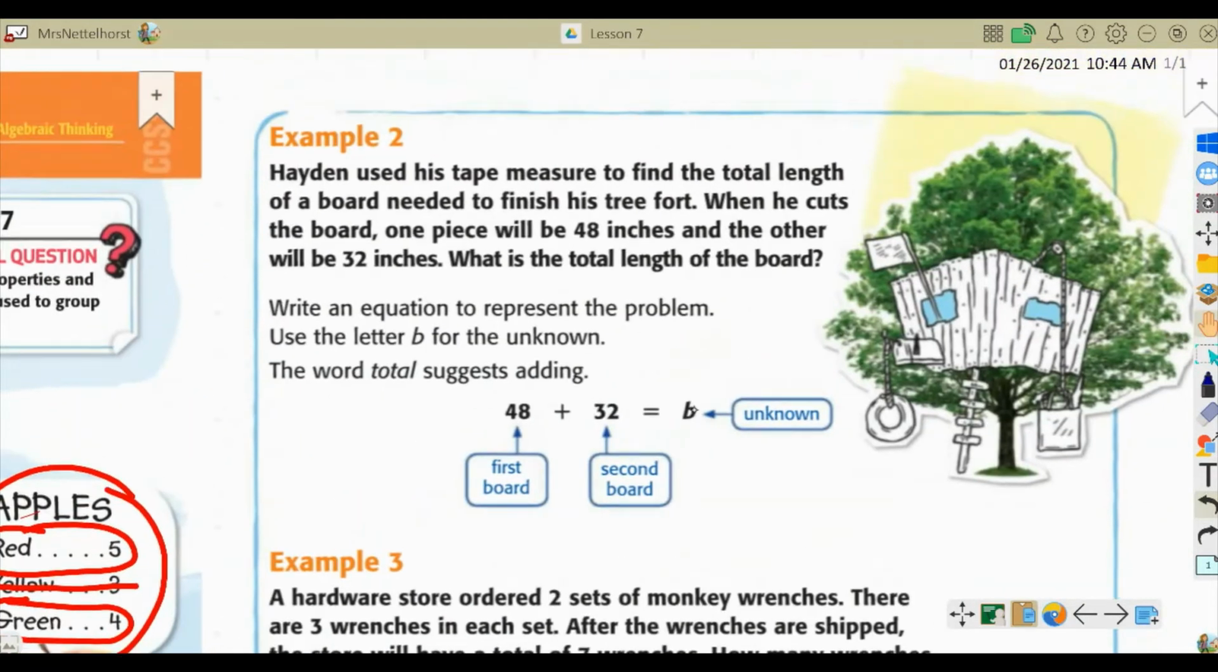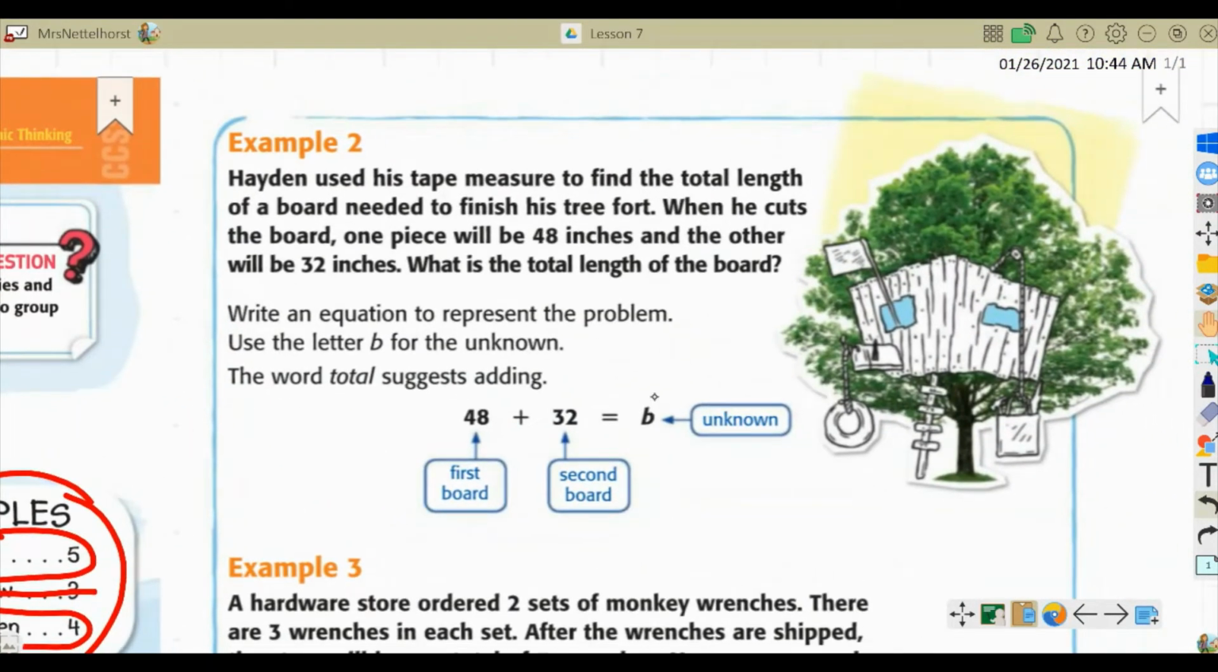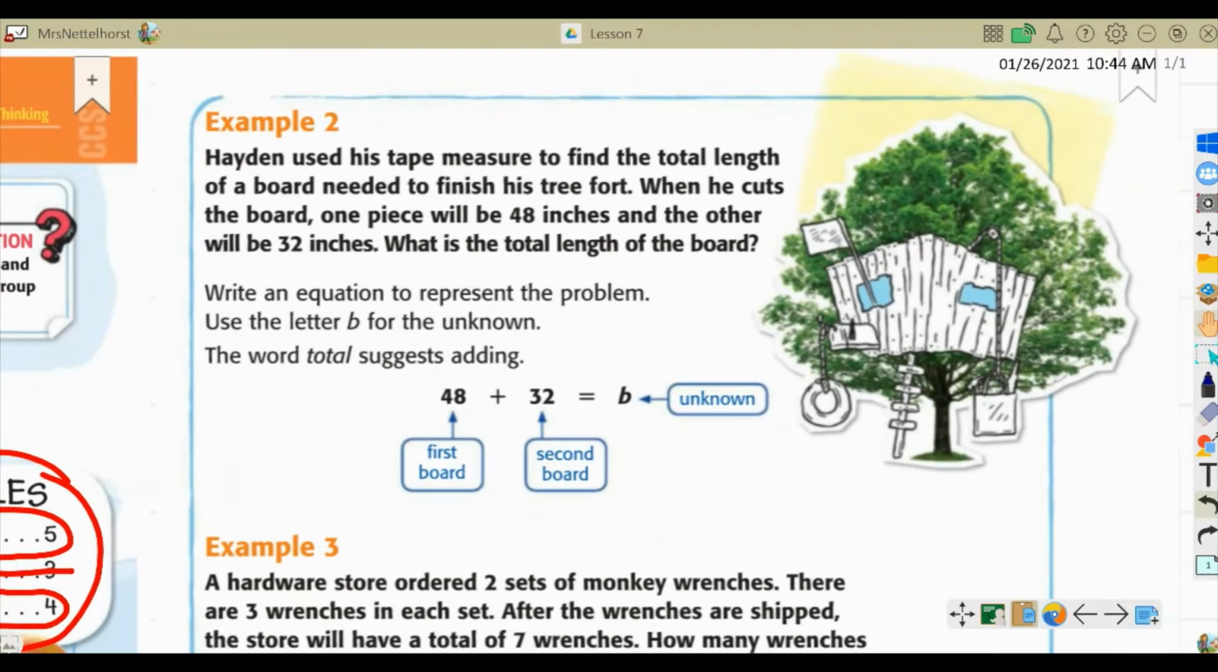We're going to mark up our word problems to help us write our equations. So let's look at example 2. Hayden used his tape measure to find the total length of a board needed to finish his tree fort. When he cuts the board, one piece will be 48 inches and the other piece will be 32 inches. What is the total length of the board? Okay, this one I could have done as a 3-read, but I didn't think about it, so we'll do the next one as a 3-read. Actually, I'll show it to you.